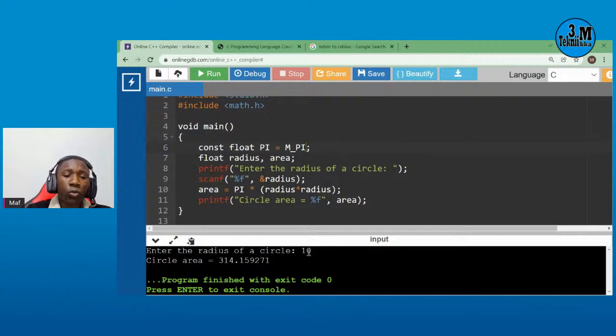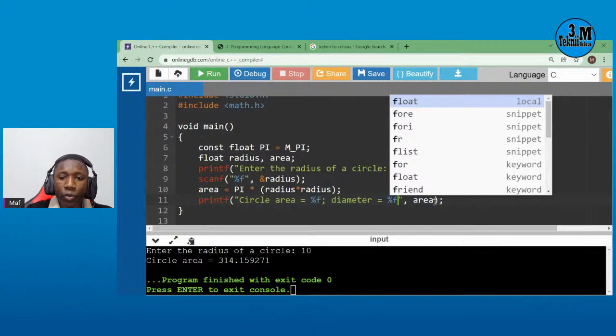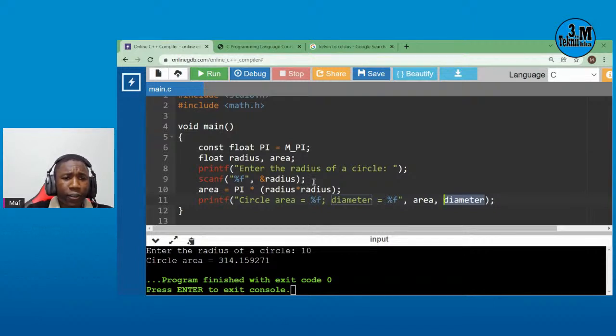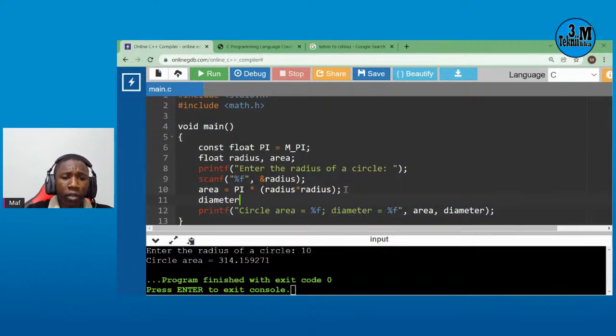If you wanted to print the diameter of the circle as well, you could put something like a semicolon here, and you put the diameter is equal to another float, and here you can put diameter. The diameter should also be calculated here.